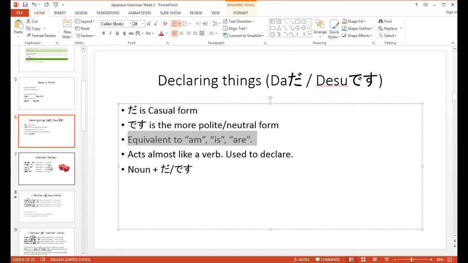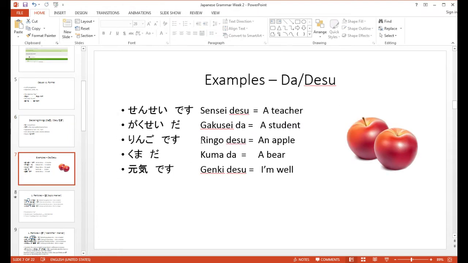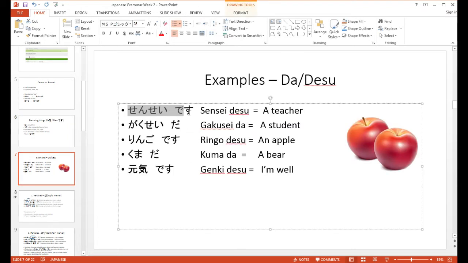Yep, so let's look at some examples real quick. Simple, right? Sensei desu would be a teacher. Gakusei da would be a student. You just put it after the noun. Ringo desu, kuma da, genki desu.